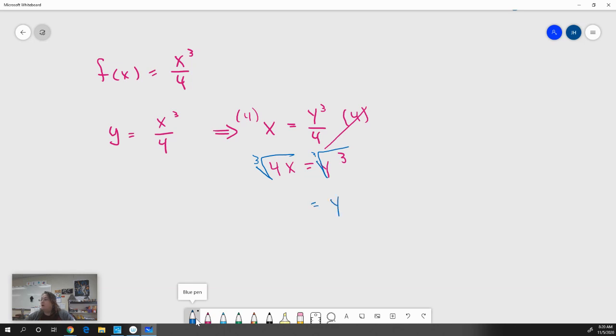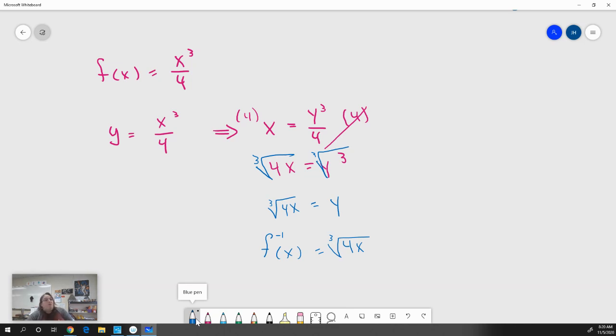And that is going to give me y equals the cube root of 4x, right? When I replace it, I'm going to go f inverse of x equals the cube root of 4x.